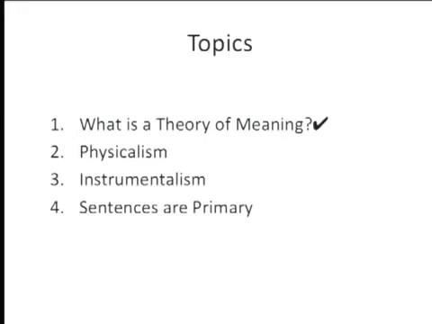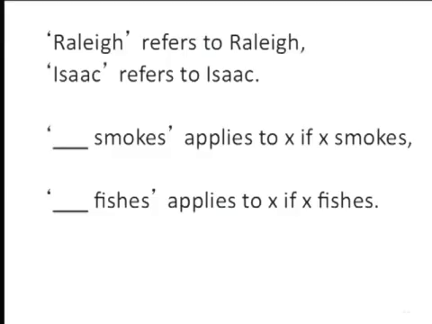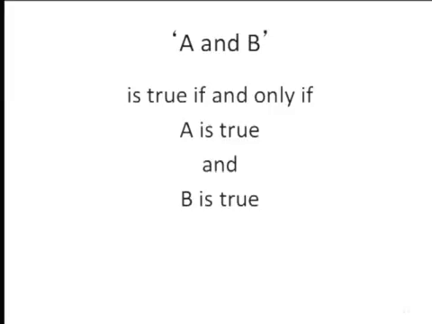So let's look at how that might bear on physicalism when you're trying to explain what reference is. Suppose you've got a theory of meaning for a language like this, and suppose you add in an axiom for "and". So for A and B, what will the axiom be? It will be: A and B is true if and only if A is true and B is true. And then you can break that down, and A might be Raleigh smokes and B might be Isaac fishes. Once you've got this clause in, how many sentences do you have in the language? You will have infinitely many sentences in the language.